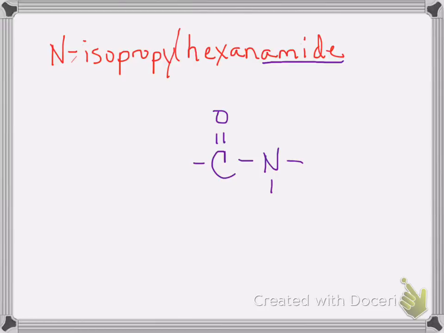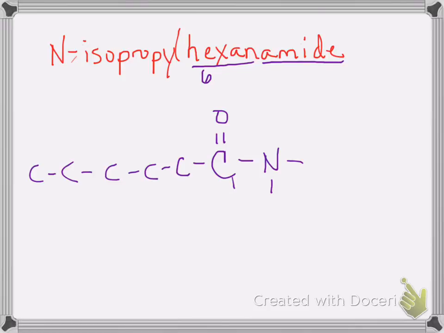So now I need to move a little bit further left to figure out what's attached to that. And I see I have a hexane parent name, which means it's a 6-carbon chain. This chain must include the carbonyl carbon, and the carbonyl carbon gets the lowest number possible. And so carbon 1 is the carbonyl carbon, and therefore I need 5 more carbons in my chain. That's 2, 3, 4, 5, and 6. So there's my 6-carbon chain.